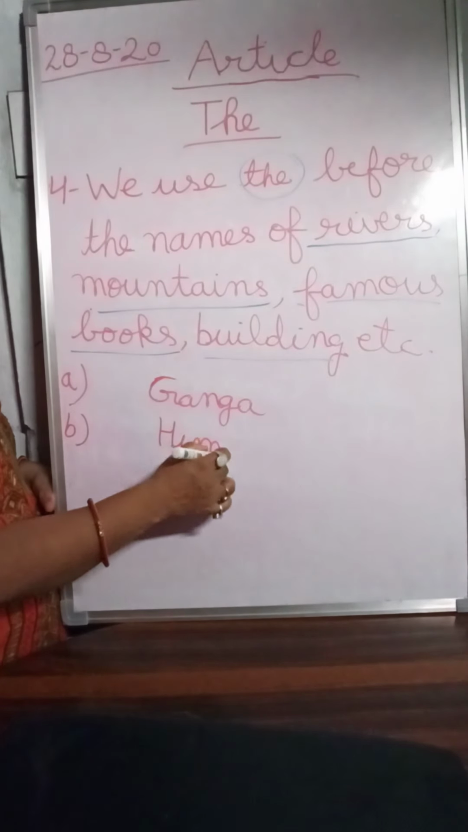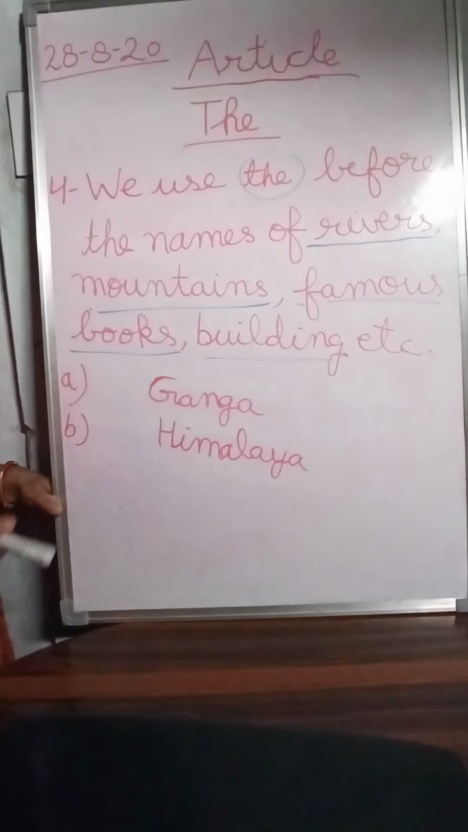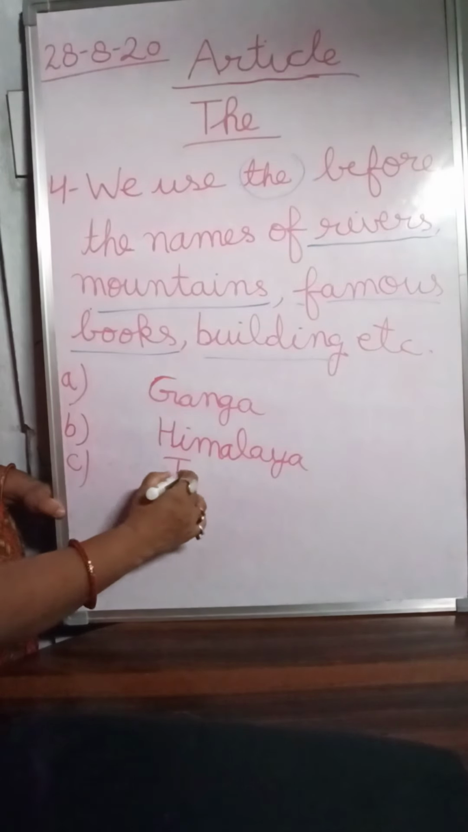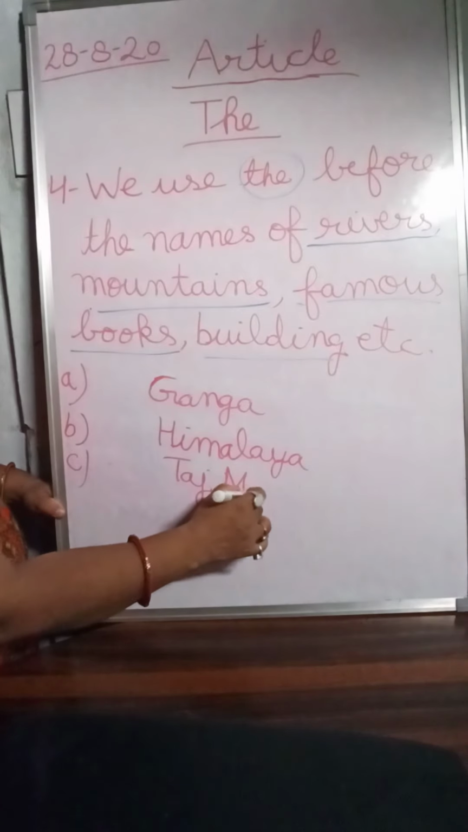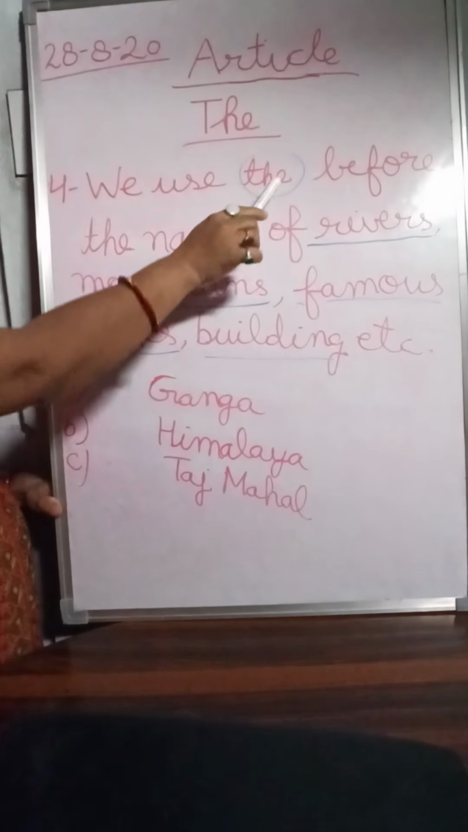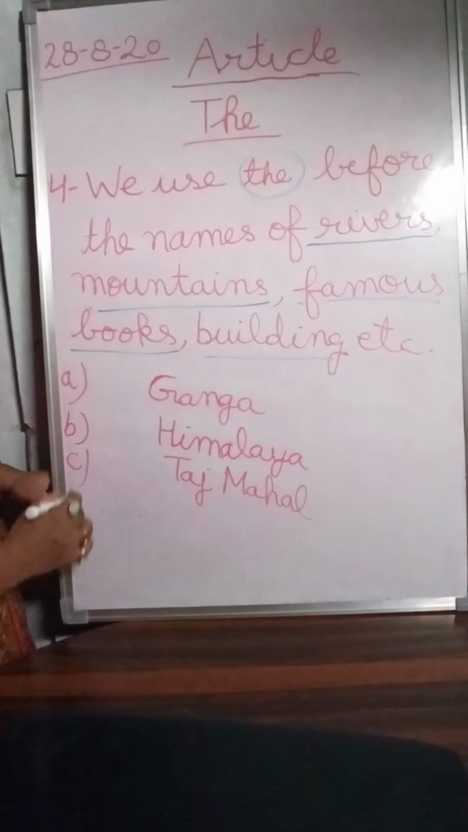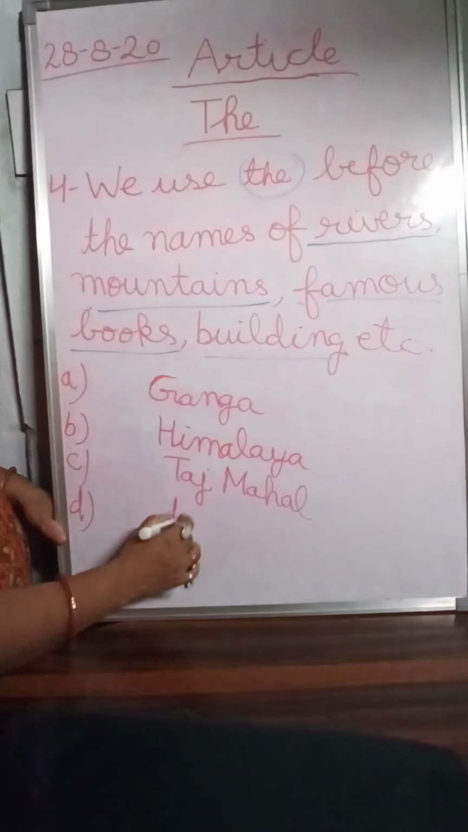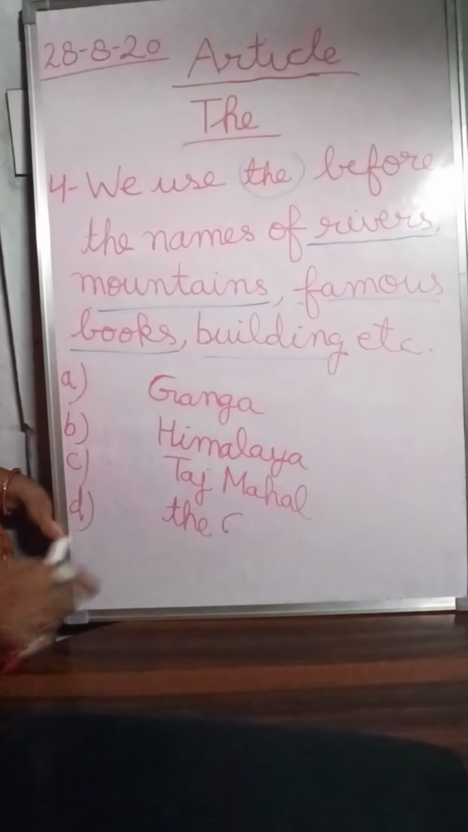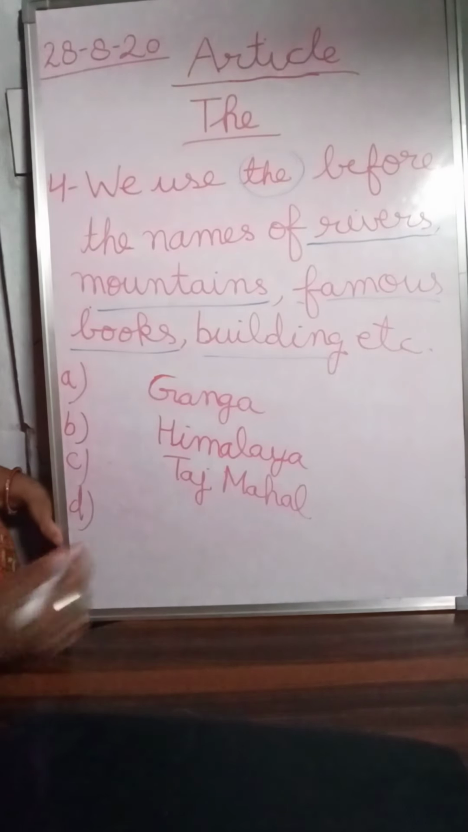Second example is Himalayas. You know that Himalaya is a mountain. So before mountain, we will write article the. Then children see, I have written here Taj Mahal. Taj Mahal is a famous building. And rule number 4 says that before building we will write article the. So it will be the Taj Mahal. Now come to number 4 example. This is the Gita. You know, Gita is a famous book of Hindus.